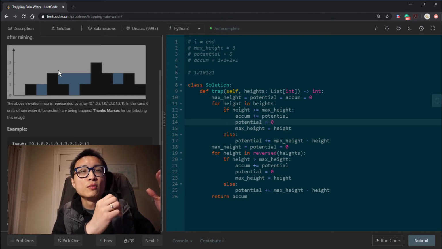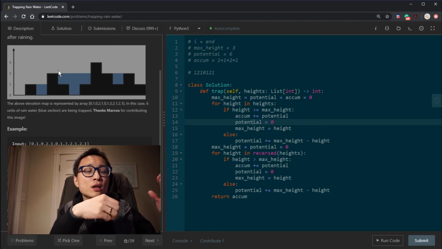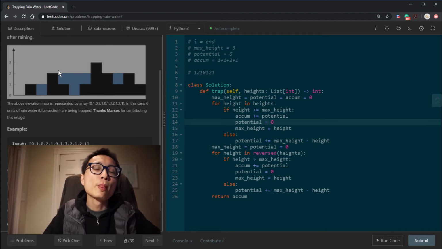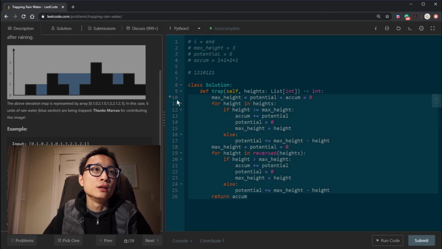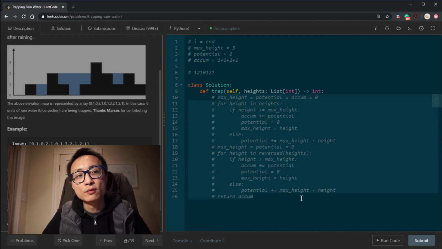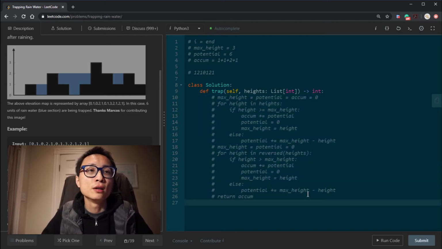When we become the higher position, then we move the other way. We change to move in the other direction. So we don't need this potential here, and the algorithm just becomes one pass, and again still going to be constant space.